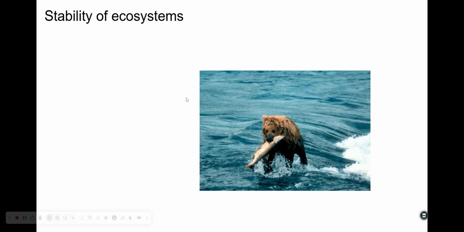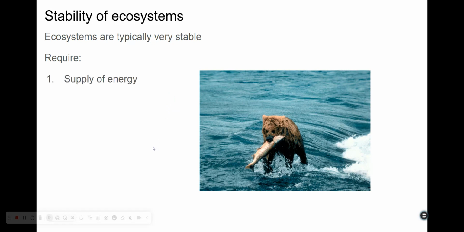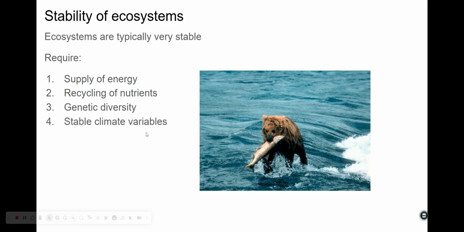And so this leads us to stability of ecosystems. Ecosystems are stable over long periods of time. The Amazon rainforest has been around for a very long time. But they require some things to be stable. They require four things: a constant supply of energy, recycling of nutrients, genetic diversity, so the different populations need to have a lot of variation to remain stable, and stable climate variables remaining within a certain range of tolerance.